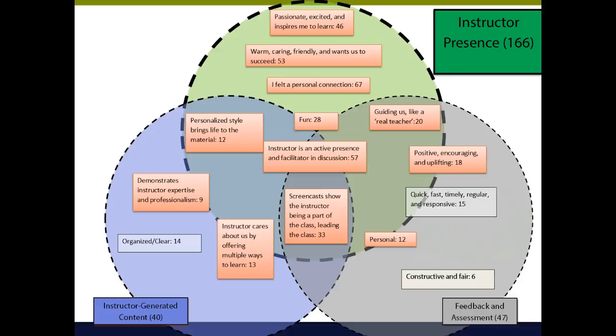But the kinds of things that students say when they nominate a course or an instructor as an exemplary master teacher, they really notice when they make a personal connection with their teacher, when the teacher is friendly, warm, and caring, when they perceive that the teacher wants them to succeed, when they have a teacher that's passionate, that's excited, that's inspiring, right? These are the kinds of things that I imagine you want your students to think about you in your course. If a student thinks that you're passionate and you inspire them to learn, you're also demonstrating your expertise and professionalism through the content that you're creating.